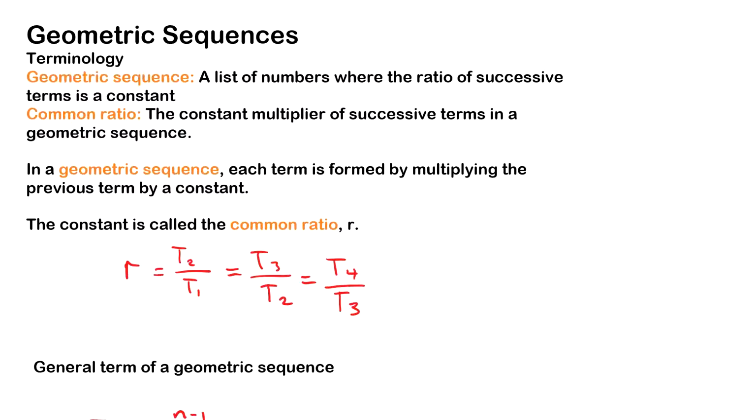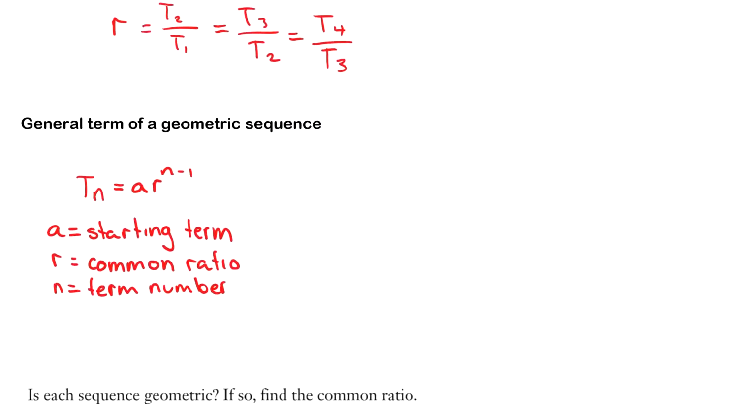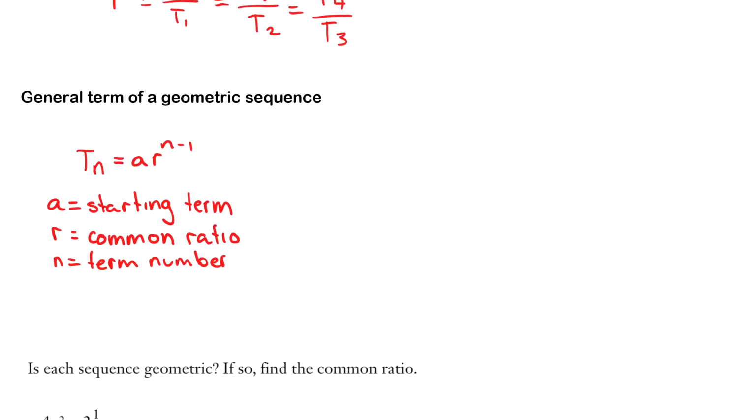We can find r by having the second term divided by the first term, or the third term divided by the second term, or the fourth term divided by the third term. There is a pattern there, and you can continue on. The general term of a geometric sequence is given by the formula you can see there, where a is your starting term, r is the common ratio, and n is the term number.